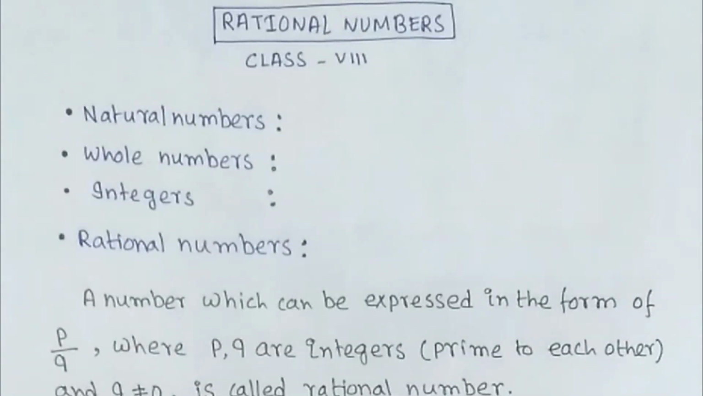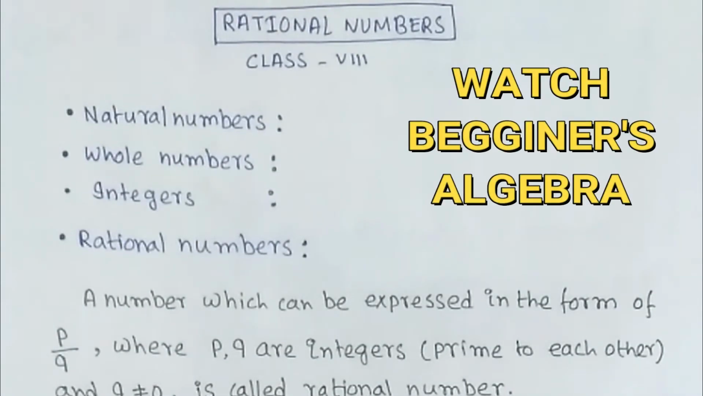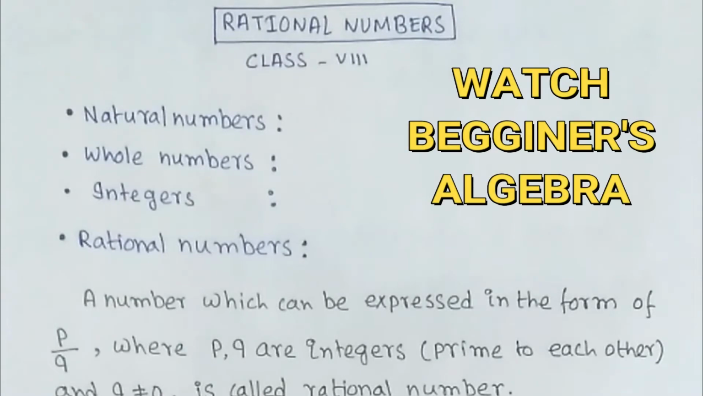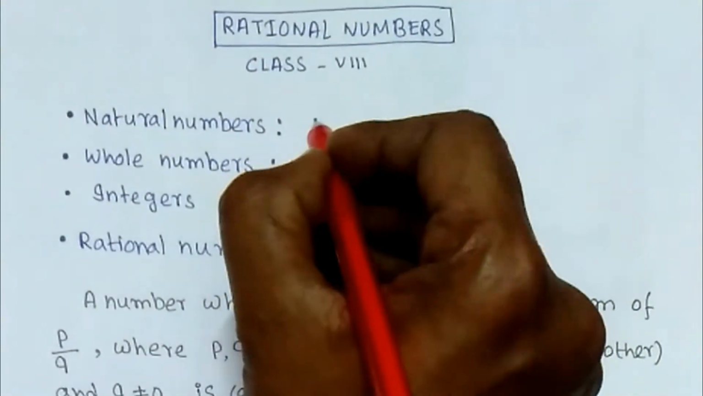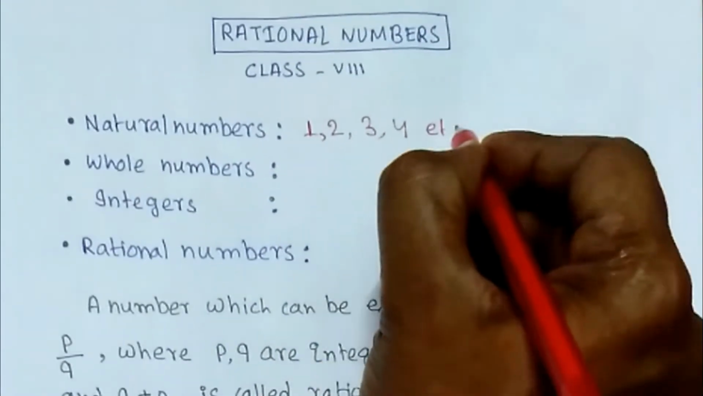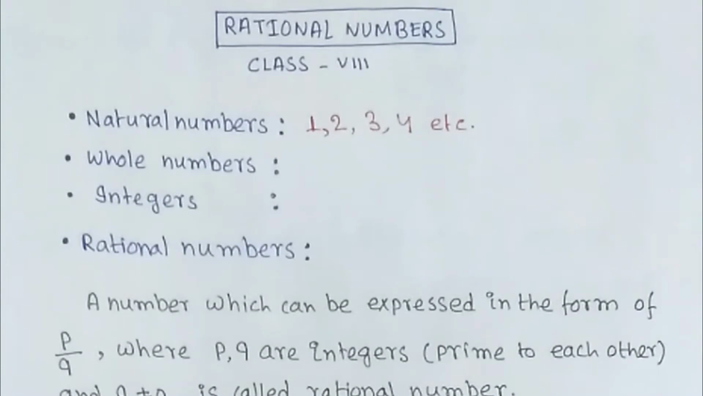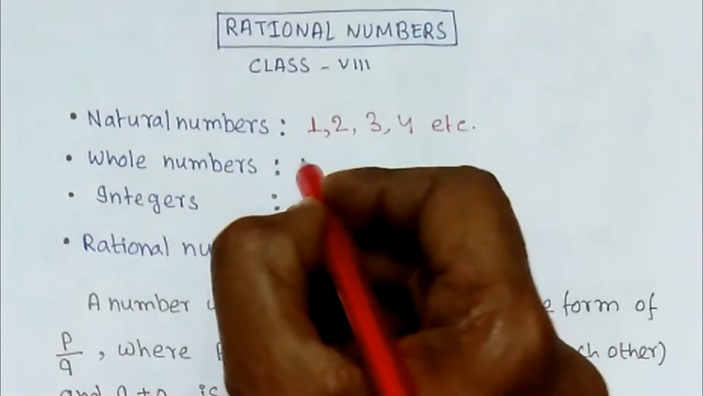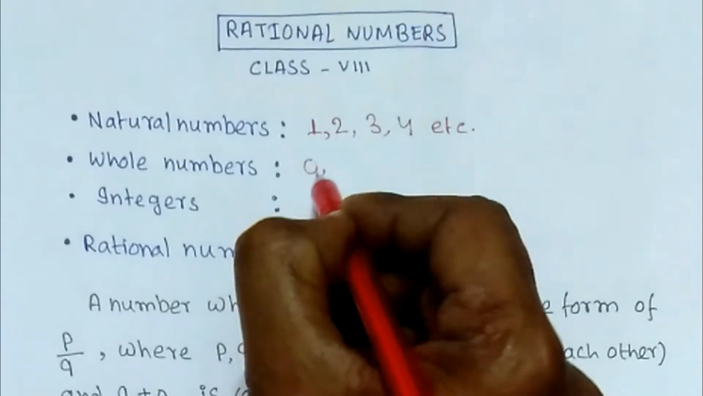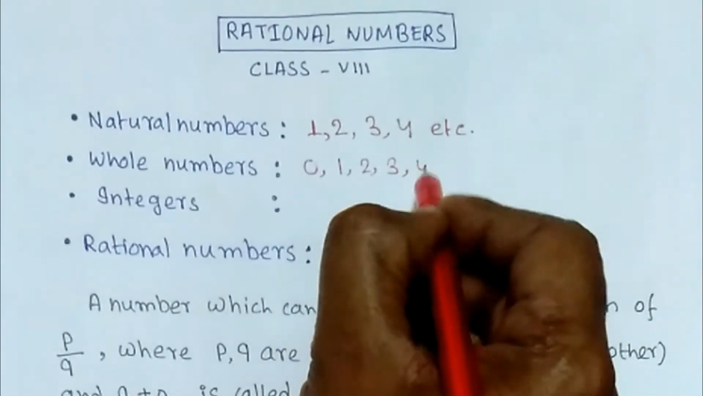At first, let us recall the numbers. If you have not watched my video of beginners algebra, you can watch that video to understand different kinds of numbers. So let's start with natural numbers. What are natural numbers? Natural numbers are 1, 2, 3, 4, etc. These numbers are God gifted numbers and these numbers are used for counting, right? Now what are whole numbers? Whole numbers are the natural numbers including the 0. That is, whole numbers are 0, 1, 2, 3, 4, etc.